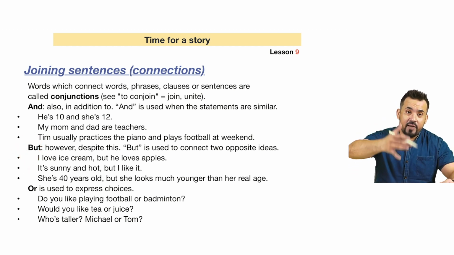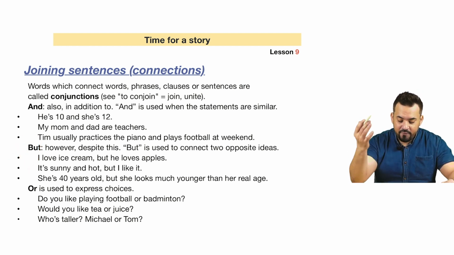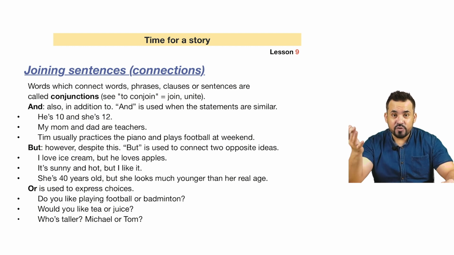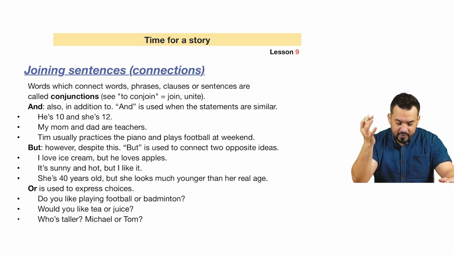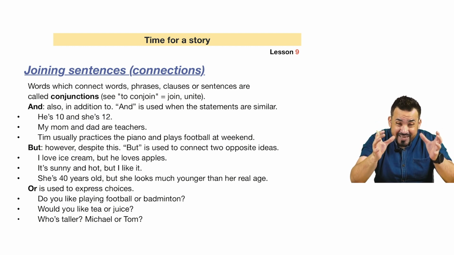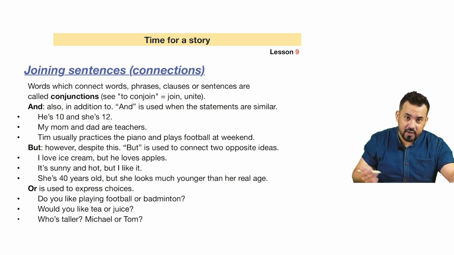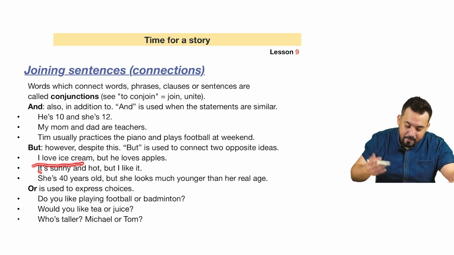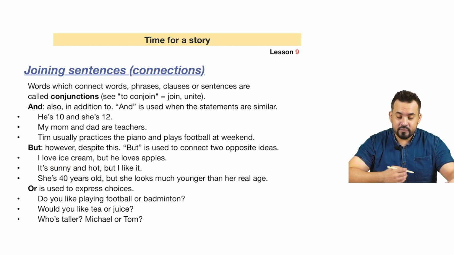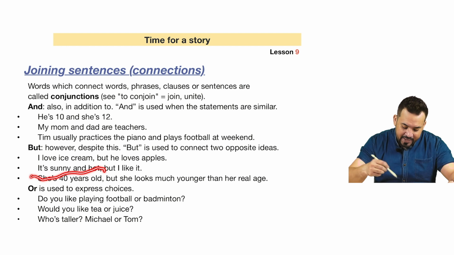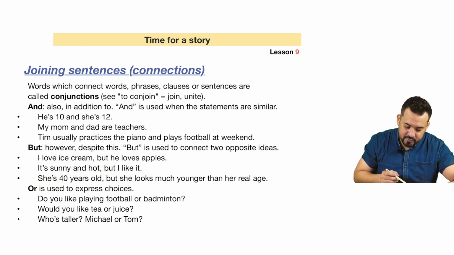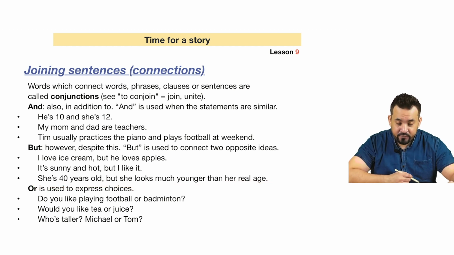But is also a conjunction. However, despite this, that's what it means. It means however or despite this or although, right? So but is used to connect two opposite sentences or ideas. Let's take a look. I love ice cream, but he loves apples. It's sunny and hot, but I like it. She's 40 years old, but she looks much younger.